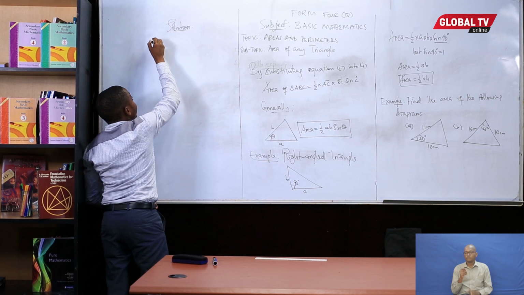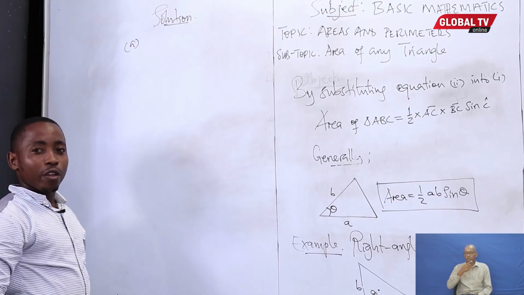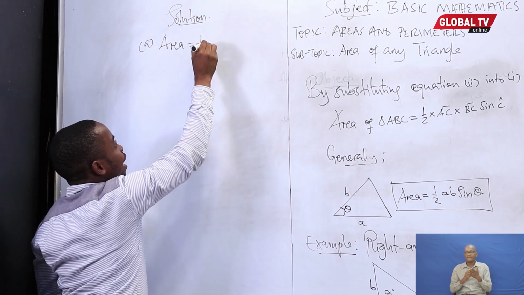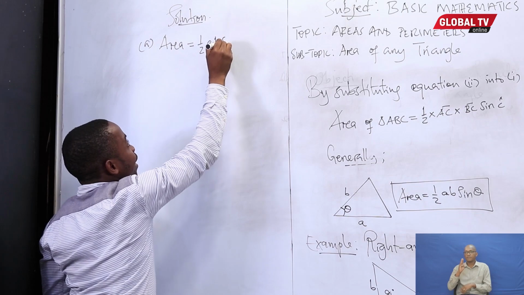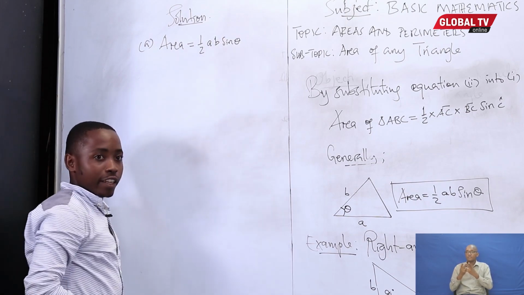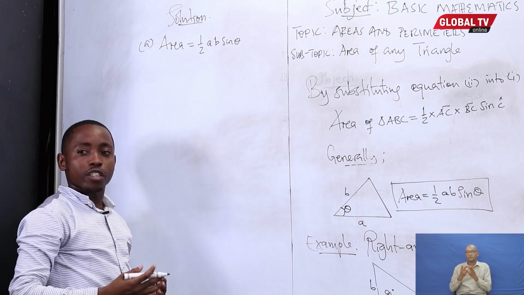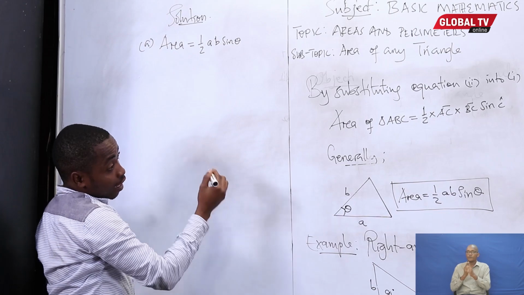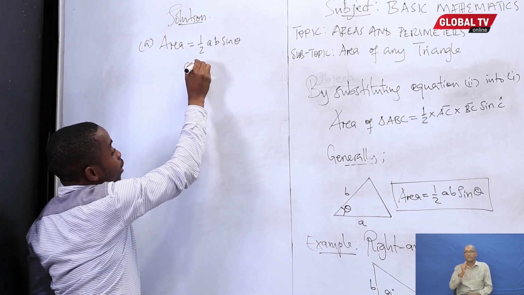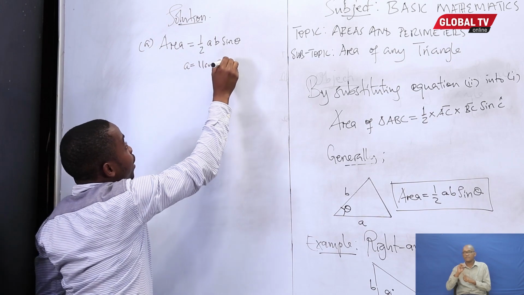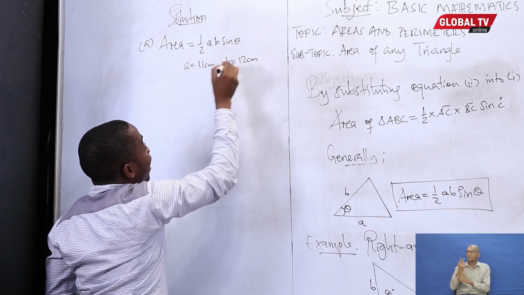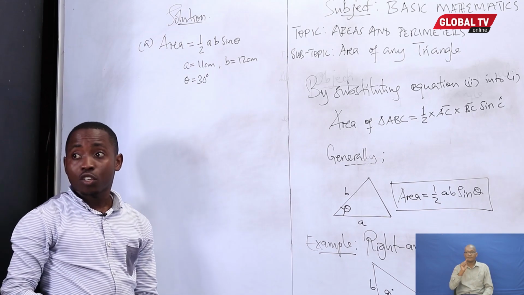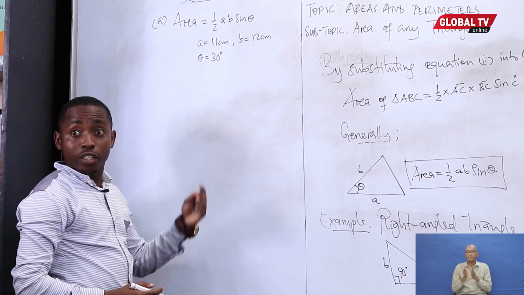For diagram A, we know that the area is obtained by taking half times A times B times the sine of the angle between the two sides A and B. In our diagram, the A value is 11 centimeters, the B value is 12 centimeters, and the angle between them is 30 degrees. So it's just a matter of substituting into our formula.